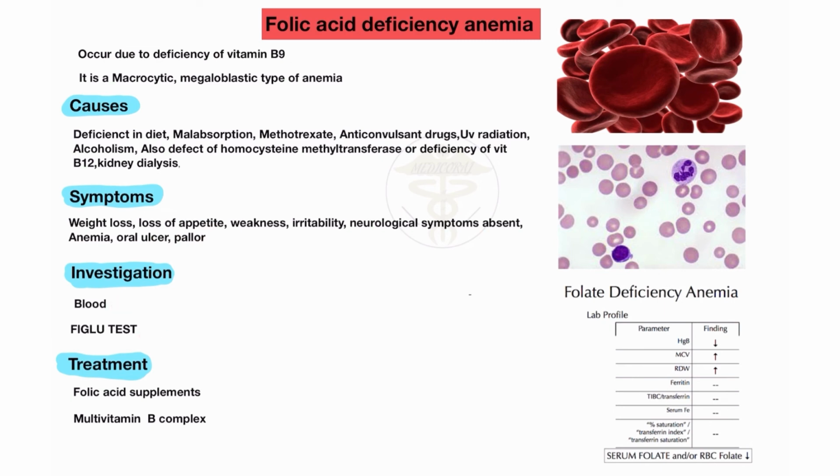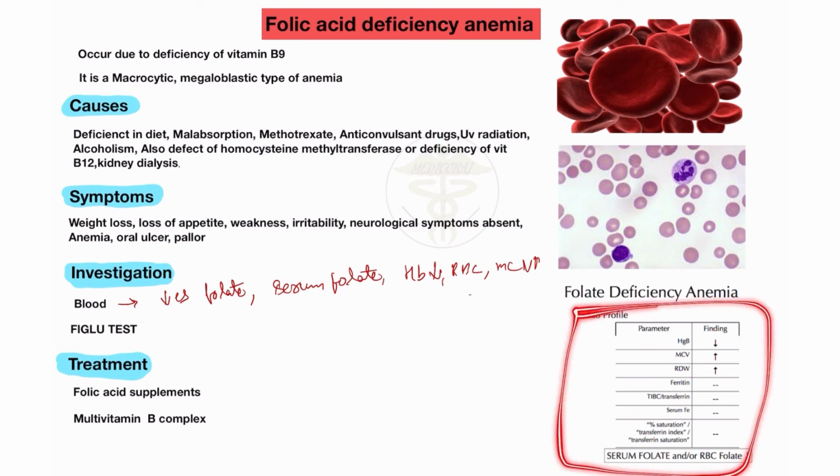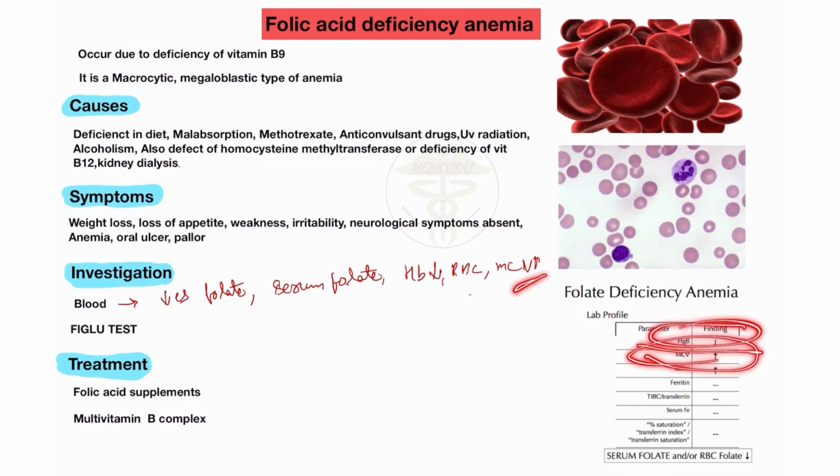I will discuss blood first. In the blood you will see the folate level decreases. Also the serum folate level decreases, and in the patient hemoglobin level and RBC level also decrease, but MCV, the mean corpuscular volume, increases in folic acid deficiency anemia. All others, ferritin and TIBC, are normal. Here you will see the patient's lab profile: the hemoglobin level decreases but the MCV level increases. Hemoglobin and RBC levels also decrease in the patient.